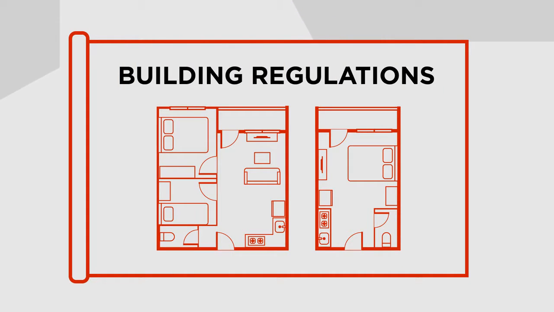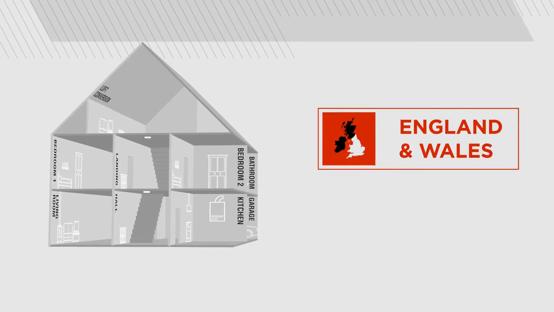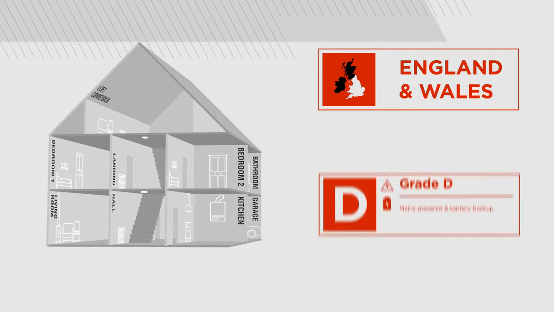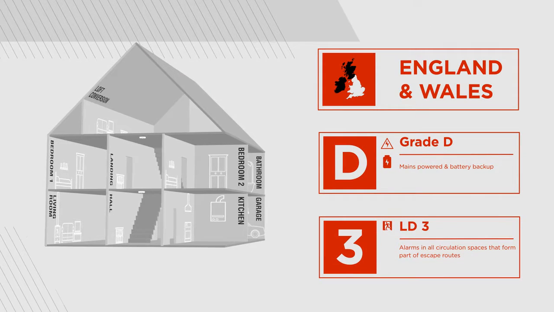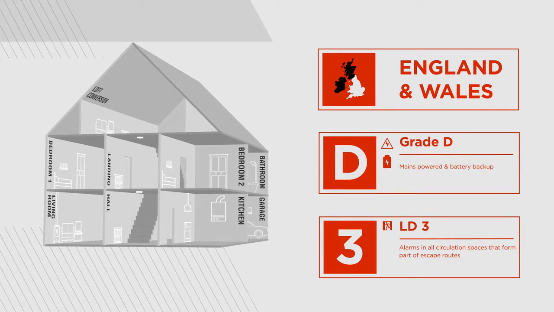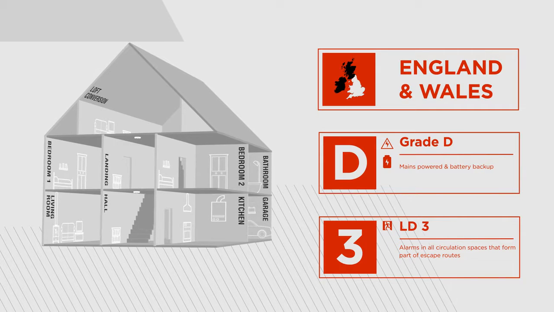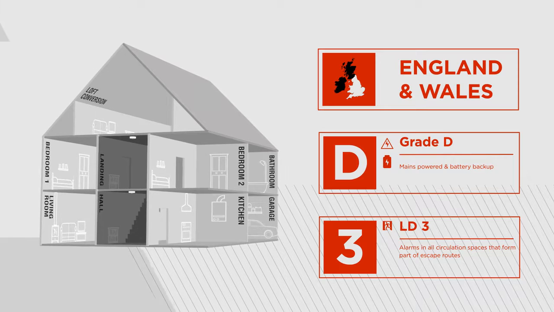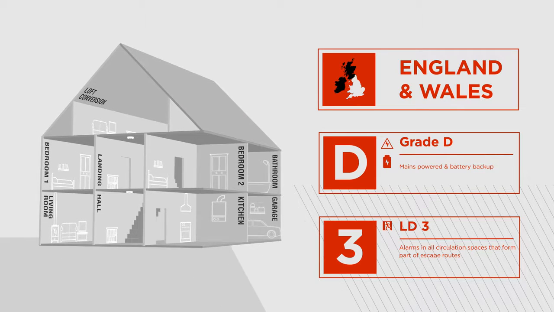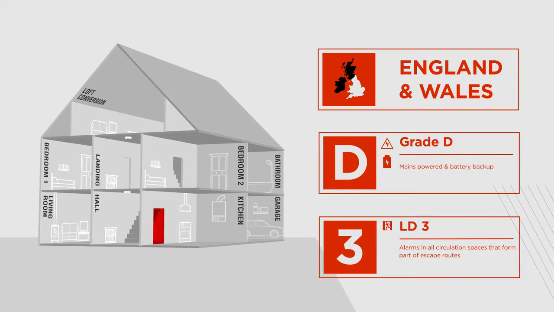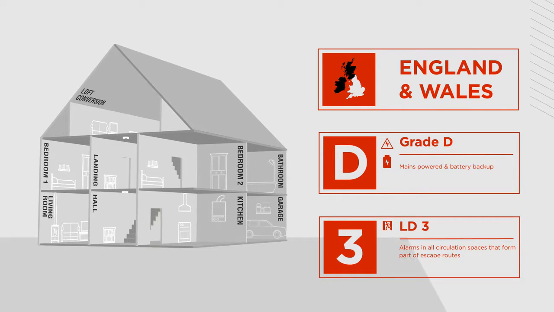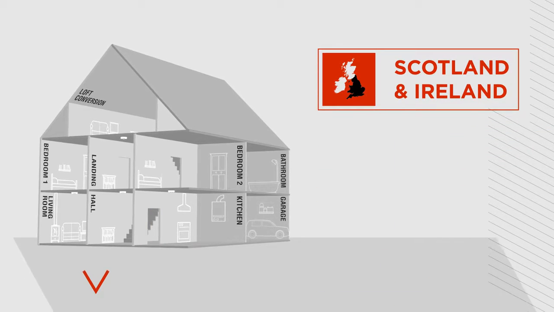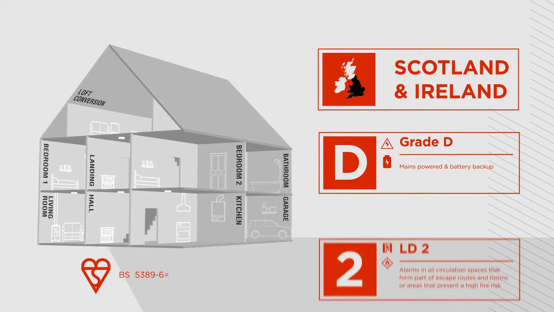Building regulations refers to all new build and materially altered dwellings, but the regulations vary throughout the UK. In England and Wales, all dwellings must be fitted to Grade D Category LD3 as a minimum, which again would be mains-powered alarms with a battery backup covering escape routes. Commonly, this would be hallways and landings. It also requires a heat alarm in any kitchens that are not separated from the hallway by a door. In Scotland and Ireland, dwellings must be fitted to Grade D Category LD2.